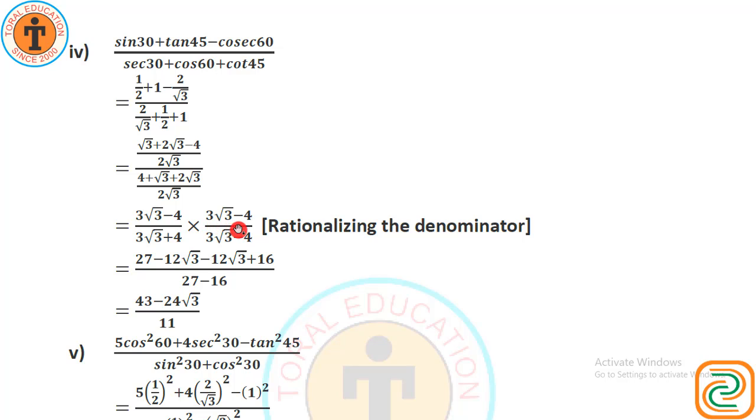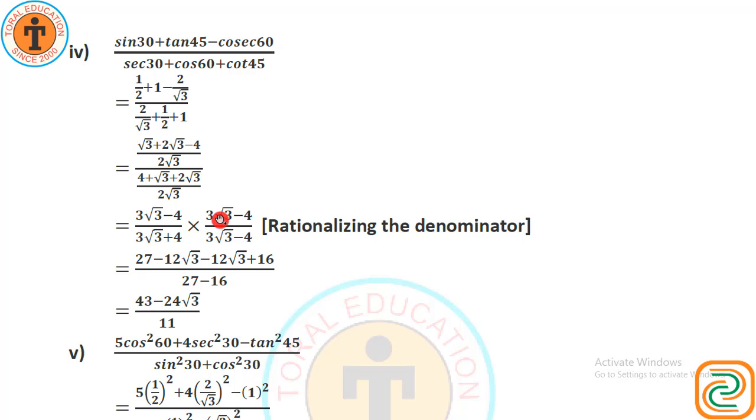3 root 3 minus 4, 3 root 3 minus 4. Here it is plus, so I have taken minus. Learn rationalizing again. So what will be here? Square of both: 3 root 3 whole square minus 4 whole square.